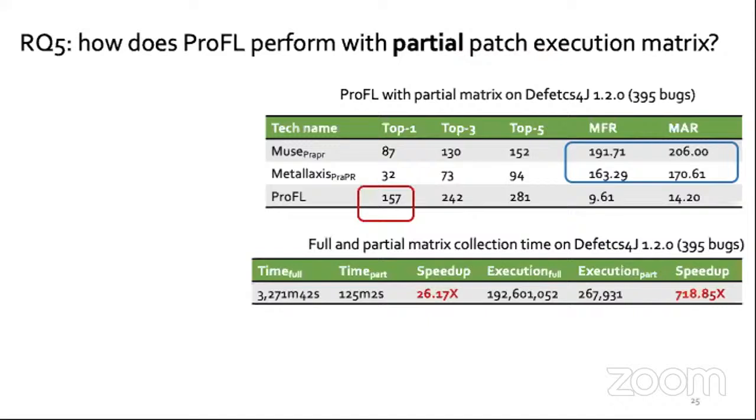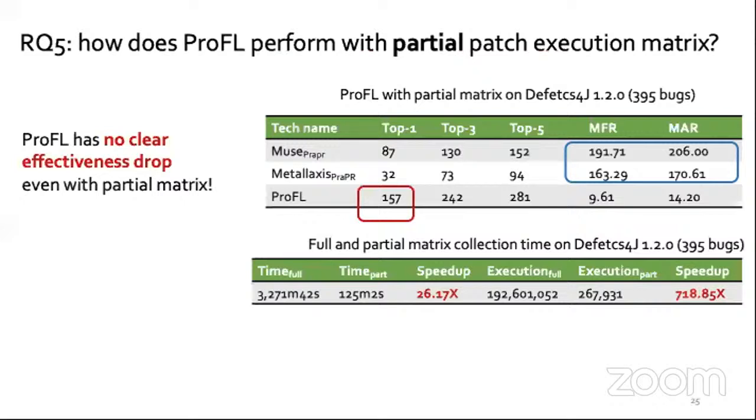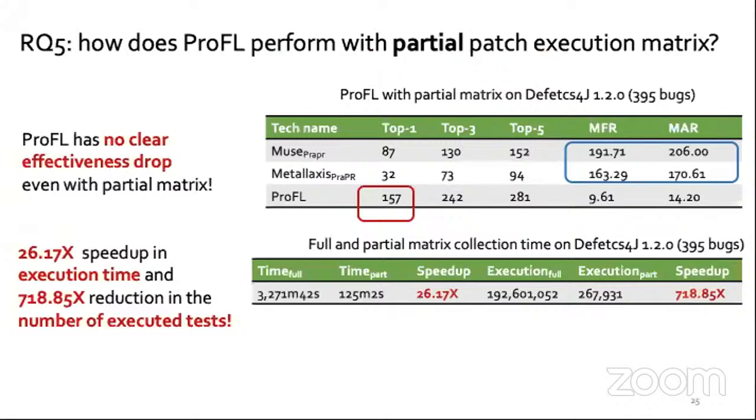The table above presents the fault localization results with a partial matrix. And the table below lists the collection time and the number of executed tests of the full and partial matrix. Firstly, from the first table, surprisingly, we can find that ProFL has no clear effectiveness drop, even with such a partial matrix. But for the traditional mutation-based fault localization techniques, they perform significantly worse using such a partial matrix. And at the same time, with the partial matrix, there is almost a 26 times speedup in execution time and over 700 times reduction in the number of executed tests.